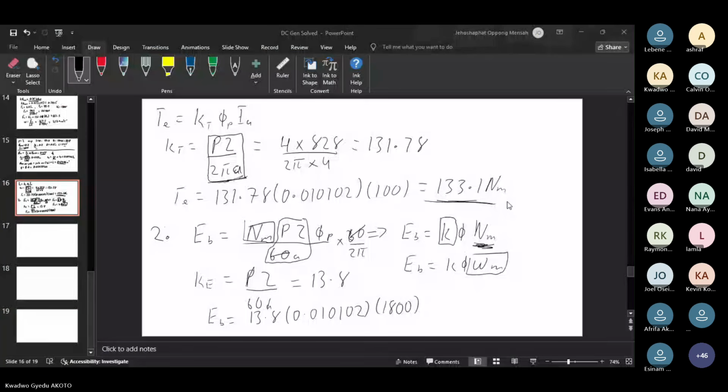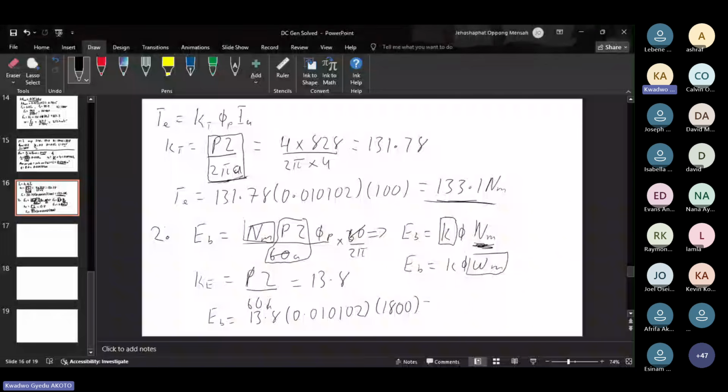So, this is going to give us an induced EMF of 250.9 volts. Okay.